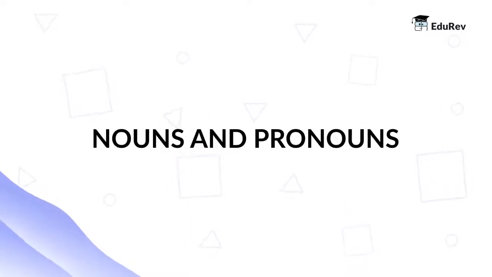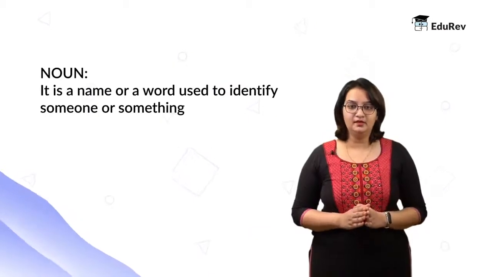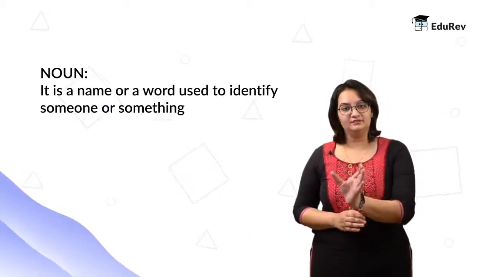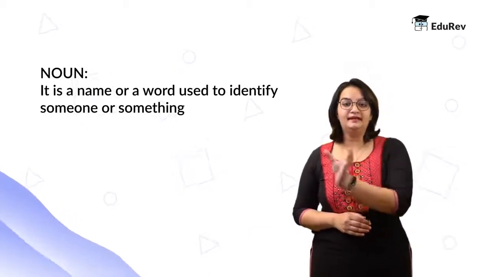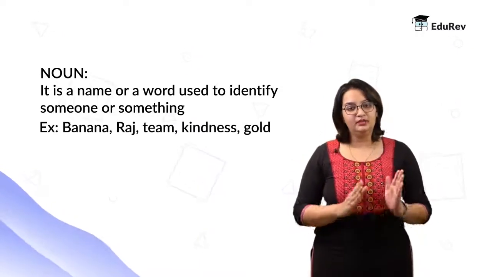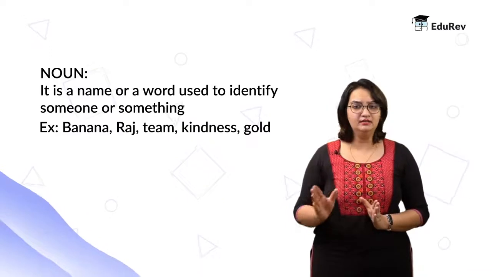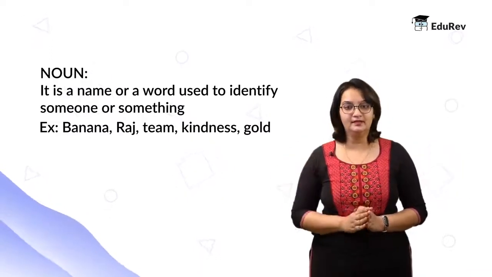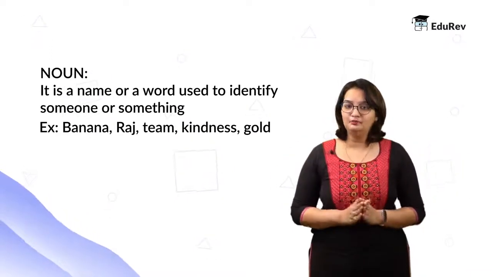Today we are going to discuss nouns and pronouns. First of all, what is a noun? A noun is a name of something or a word that identifies something. For example, Bengaluru. Bengaluru is a city. Banana. Banana is a fruit. Right? Next, what is a pronoun?